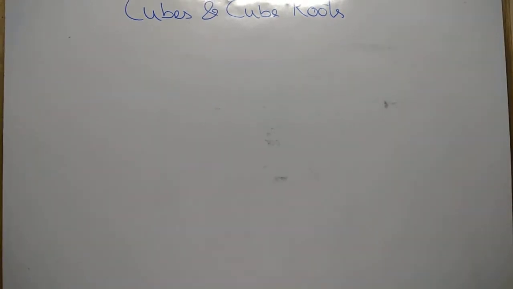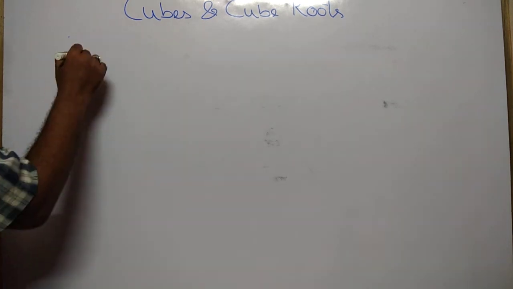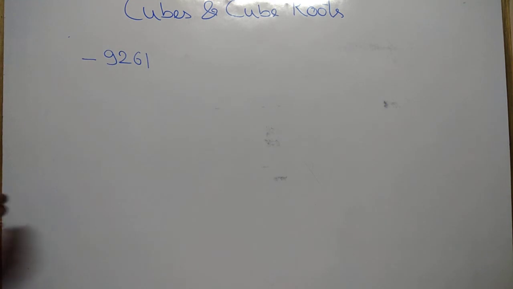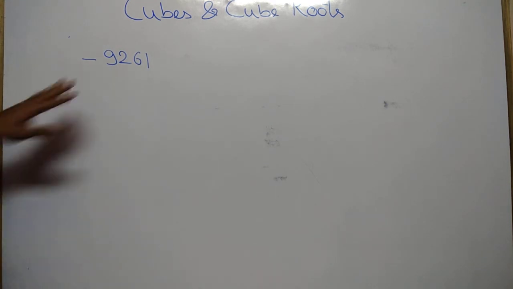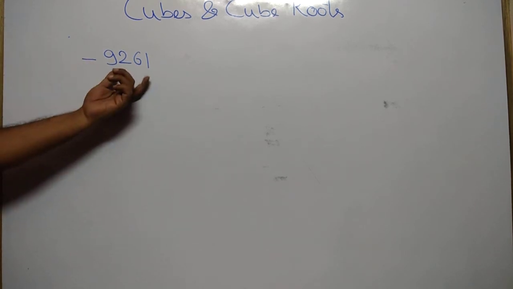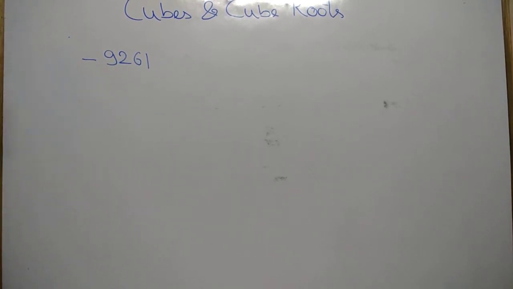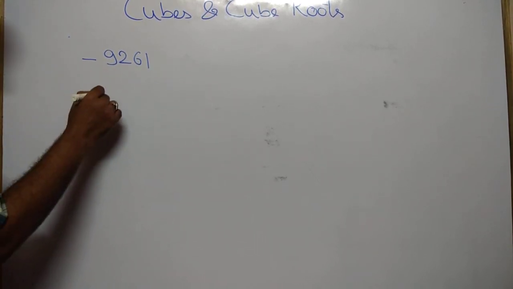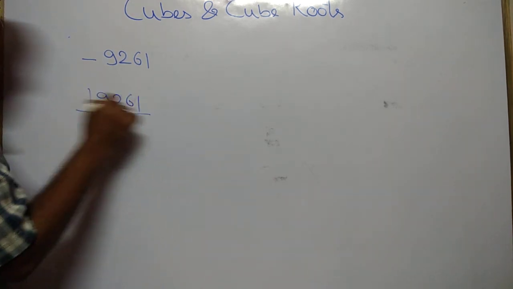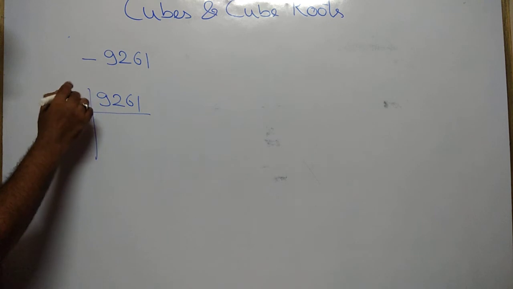Now we are going to find out the cube root of the given numbers. It's minus 9261. We are going to find out the cube root of the given number. So first we find out the prime factors of this number. We forget about the sign. It's 9261. At last there is 1, so it may be 3.